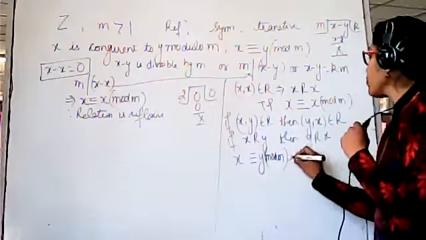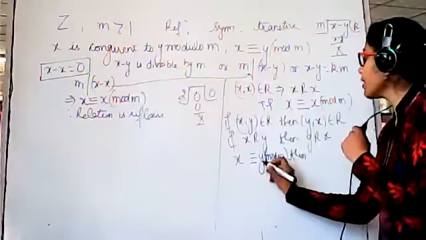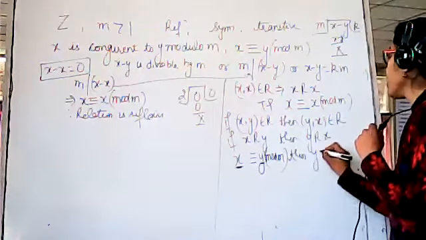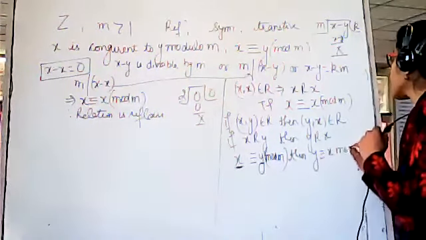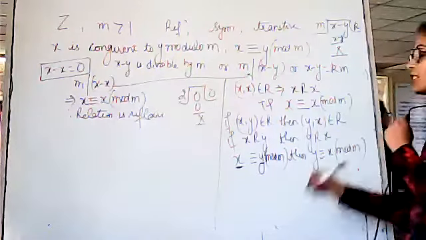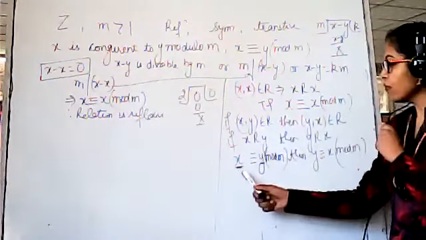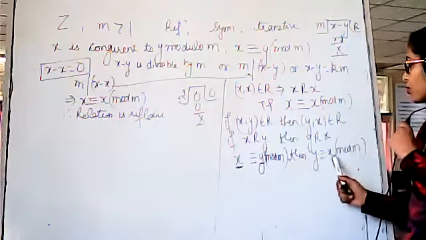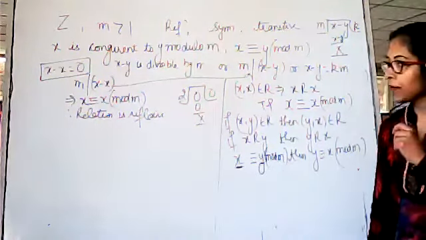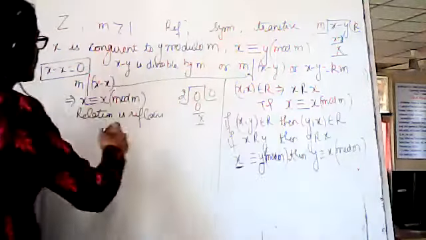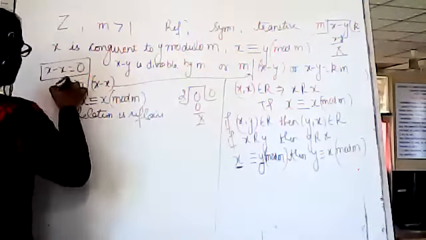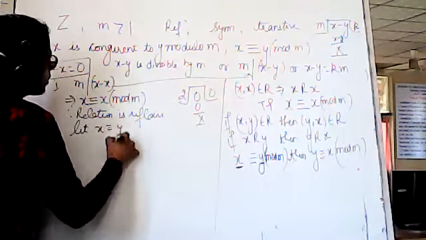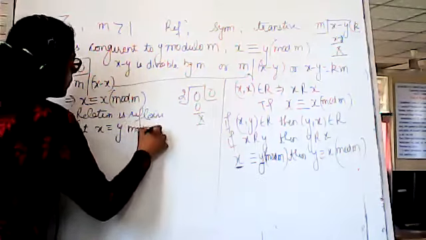Then what do we want to prove? We want to prove that this element is also related to this element, that is, y is congruent to x mod n. We have to prove this. If we have x is congruent to y mod n, then y must be congruent to x mod n. So for this, consider this was number 1. Number 2, let x is congruent to y mod n.